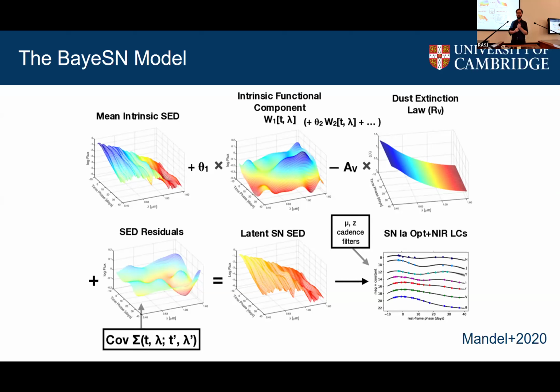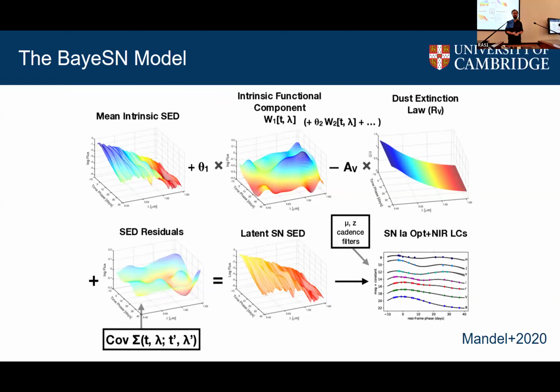So if you stick together the mean SED, a stretch-like variation across the population, dust extinction, and the intrinsic color, you get a model SED. You can take that and integrate it through different photometric filters, at different redshifts, phases, and so on. That will give you model photometry. You can compare that to your observed data, and then you can take this model and throw a whole bunch of supernovae at it.